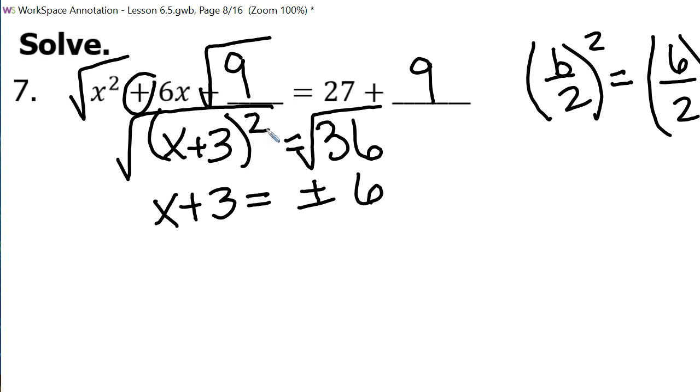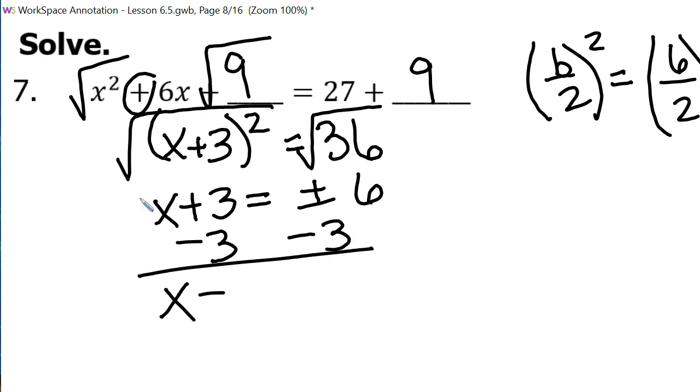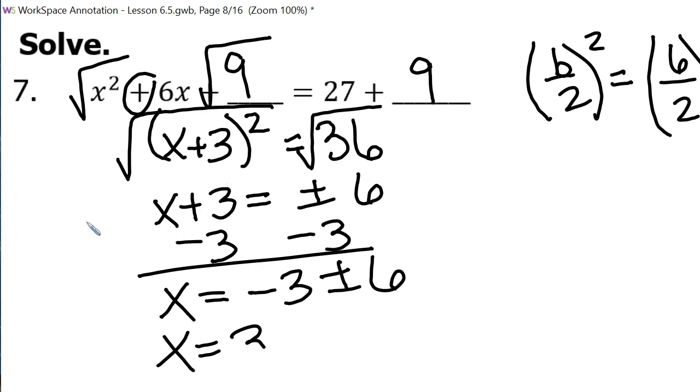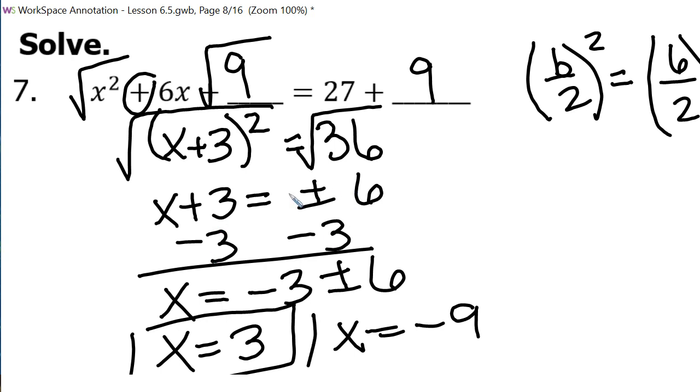What's the next step? Subtract 3 to both sides. So that would be x equals negative 3 plus or minus 6. Now to get our 2 answers, to get the first answer, do the addition. So it's negative 3 plus 6. 3. To get the subtraction answer, what is negative 3 minus 6? Negative 9. So the 2 answers are positive 3 and negative 9.